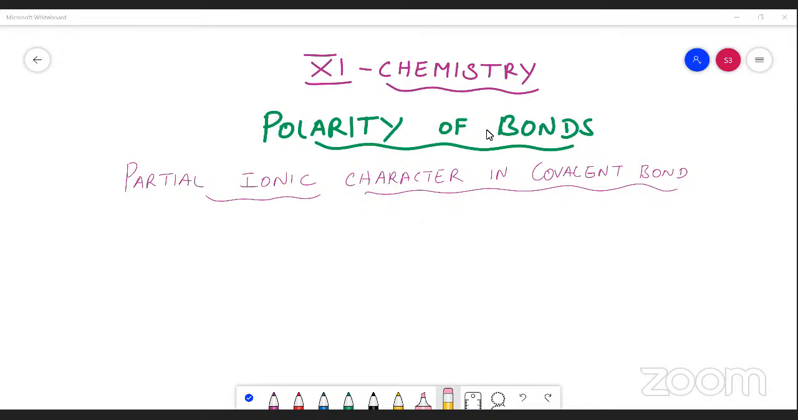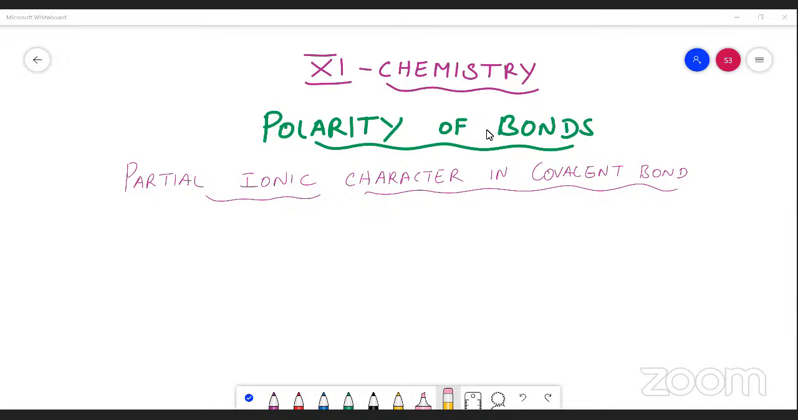Mainly two types of bonds are there. One is a covalent bond and one is ionic bond. The covalent bond can be formed from mutual sharing of electrons between two atoms. Ionic bond can be formed from transfer of electrons between oppositely charged particles, opposite ions. Now, it is considered partial ionic character in covalent bond. Tomorrow, we will discuss about partial covalent character in ionic bond.